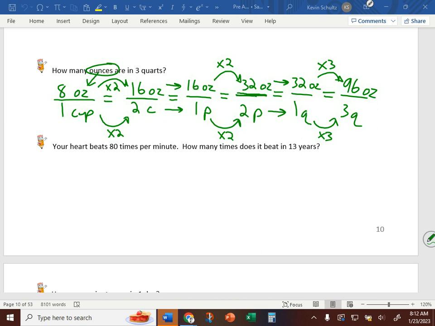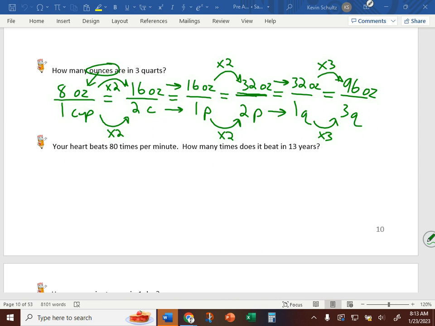All right. Your heart beats 80 times per minute. Now, obviously, this varies for everybody. It depends on how active you are. It beats faster, blah, blah, blah. We're just going with a general average of 80 times per minute. How many times does it beat in 13 years?